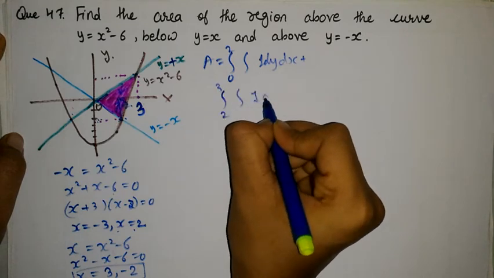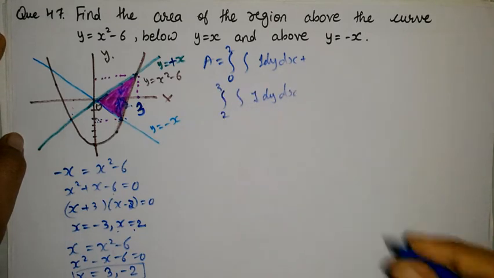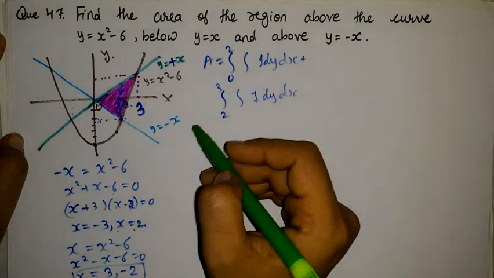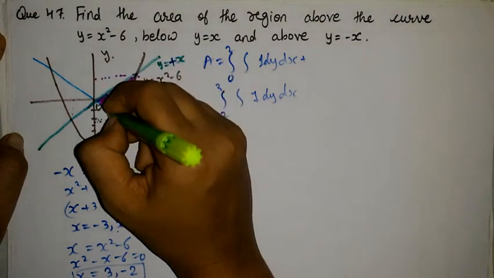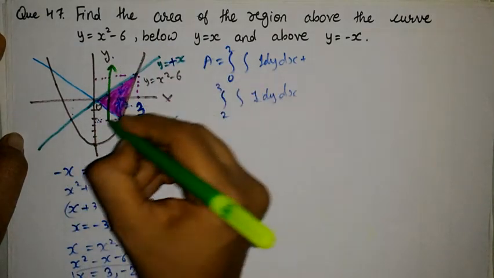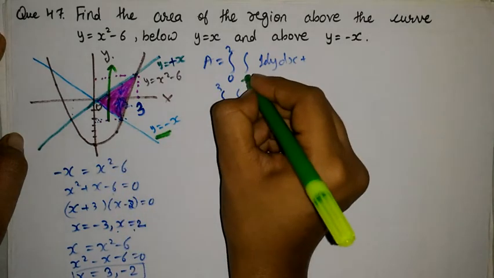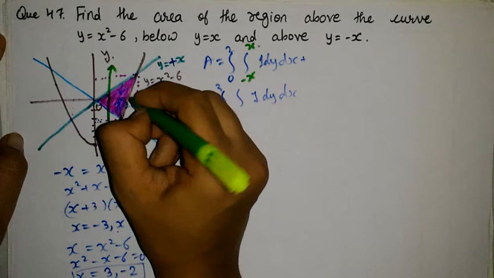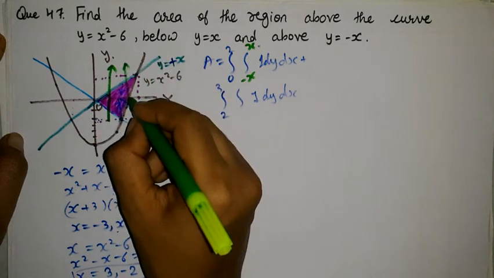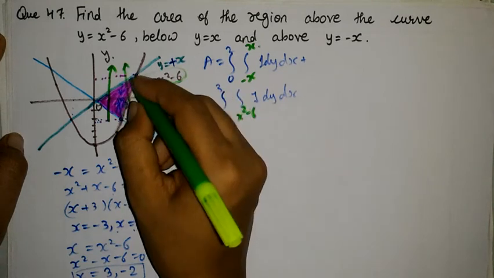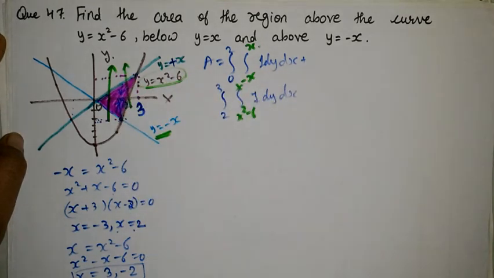1 into dy dx. Now whenever it's dy dx, we draw the vertical line. So from 0 to 2, when we draw the vertical line, we can see it's entering from y is equal to minus x and it's leaving from y is equal to plus x. And from 2 to 3, when we draw the vertical line, we can see it's entering from y is equal to x square minus 6 and it's leaving from y is equal to x. Now it has become easy to solve.